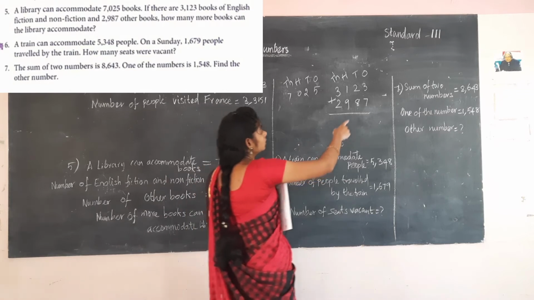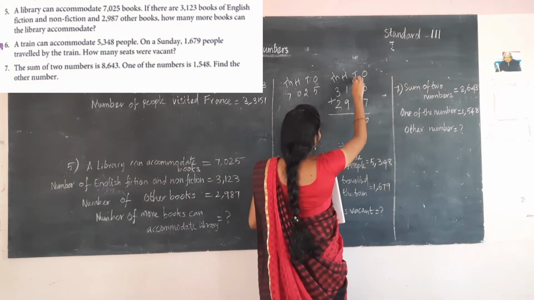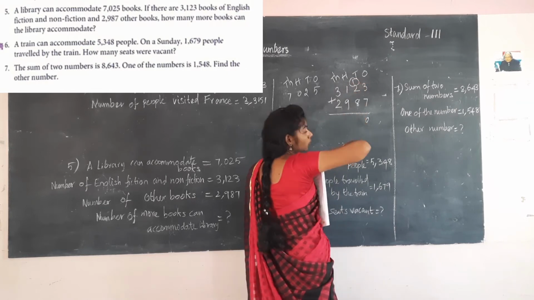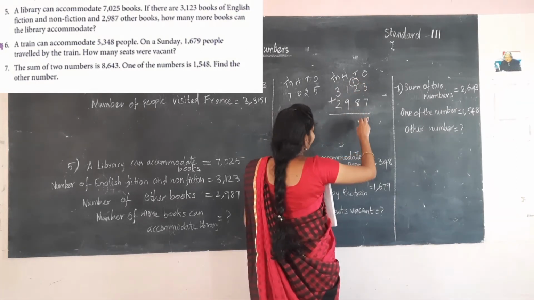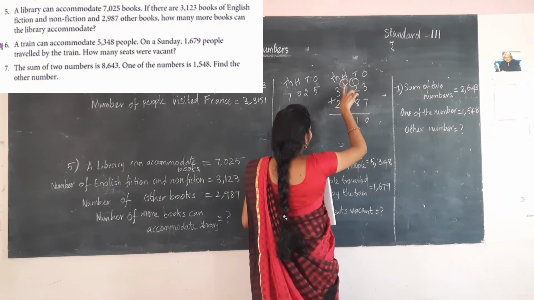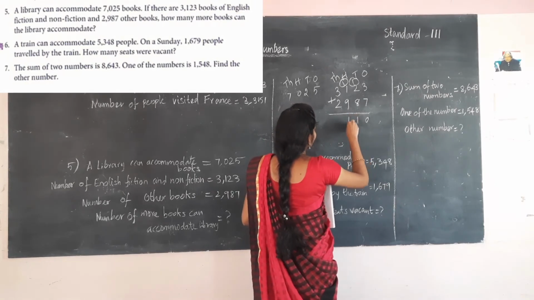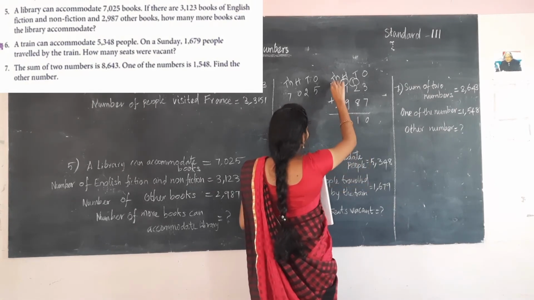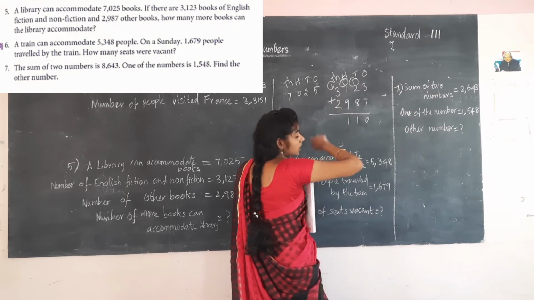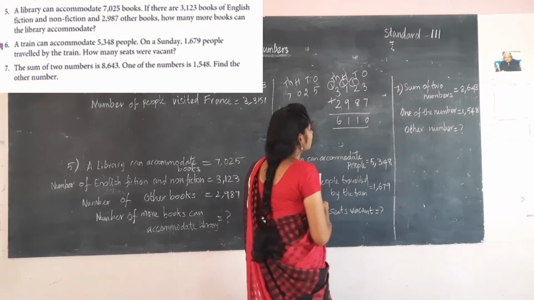So here, 3 plus 7 is 10. Write 0 and carry over 1. 1 plus 2 is 3. 3 plus 8 is 11. Write 1 in the tens and carry 1 to the hundreds place. 1 plus 1 is 2. 2 plus 9 is 11. So 1 is here and 1 is carried over. 1 plus 3 is 4. 4 plus 2 is 6. So the answer is 6,110.